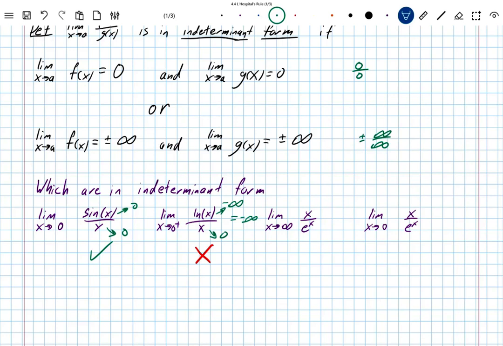Okay, and next up, looks like x, well, x is going to infinity. What happens to e to the x as x goes to infinity? That is also going to infinity. So this is definitely an indeterminate form. I like that a lot.